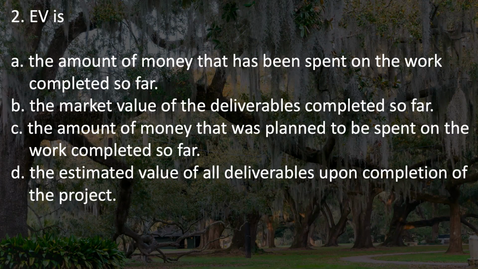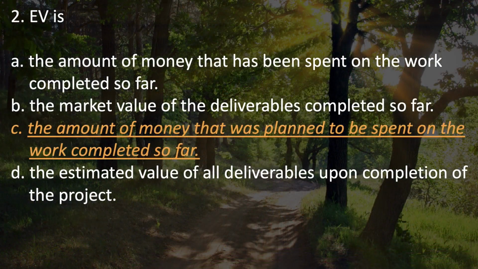Number 2, EV is A, the amount of money that has been spent on the work completed so far. B, the market value of the deliverables completed so far. C, the amount of money that was planned to be spent on the work completed so far, or D, the estimated value of all deliverables upon completion of the project. And the answer is C, the amount of money that was planned to be spent on the work completed so far.